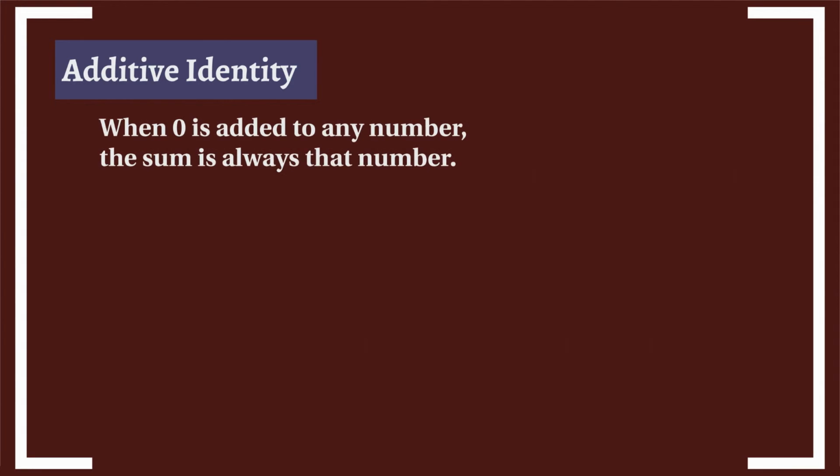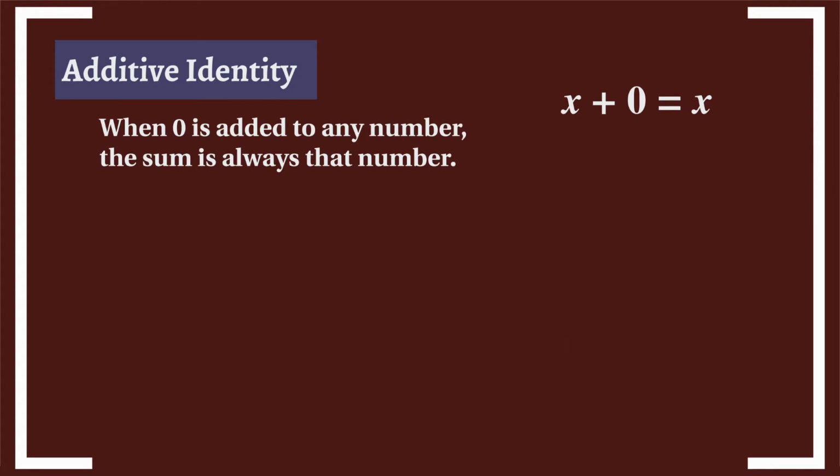We still have two properties to learn. Let's talk about the additive identity. When 0 is added to any number, the sum is always that number. That makes sense, right? Because we're basically adding nothing, so the result would be the number itself. If we add 0 to x, the answer is simply x. That sounds really easy, and so it's pretty easy to remember.